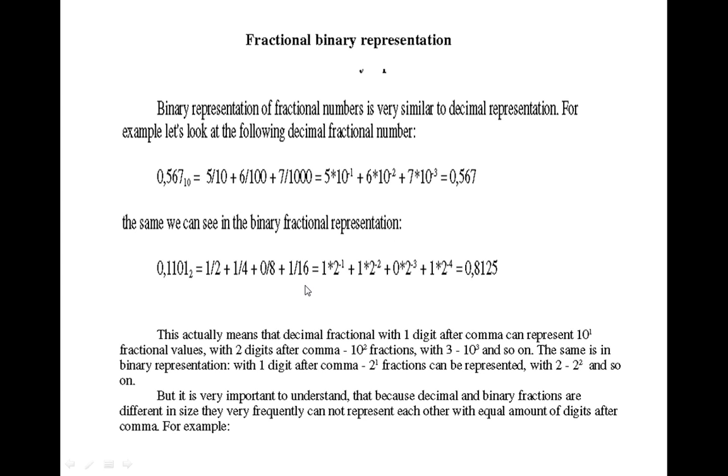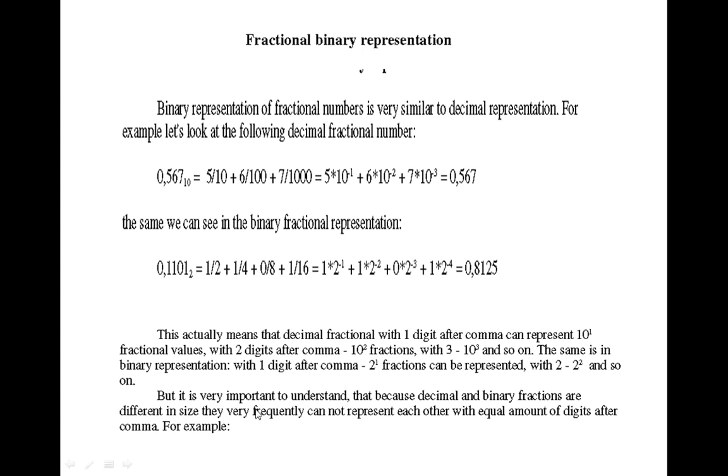This actually means that a decimal fraction with one digit after the point can represent 10 power 1 fractions, with 2 digits after the point 10 power 2, with 3 digits 10 power 3 and so on. This is what I said: 10 1, 10 2, 10 3. The same is in binary representation: with one digit after the point it is 2 power minus 1, 2 power minus 2, and so on.